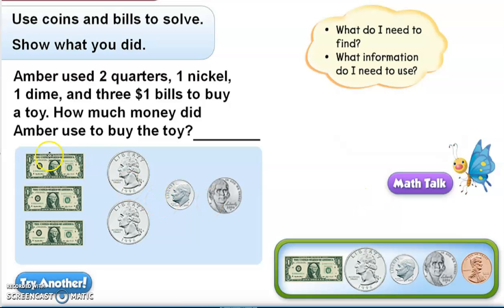Okay, so let's start with our $3 bills. So we have $1, $2, $3. Okay, we have $3.25, $3.50, $3.60, $3.65. Okay, so to pay for the toy, Amber spent $3.65. Pretty good deal for a toy. $3.65. I wonder what kind of toy it was.